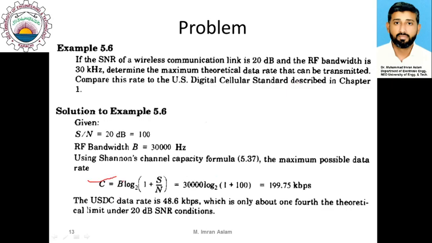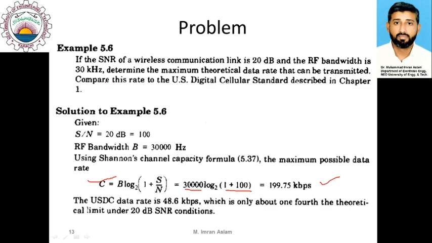So channel capacity is given by B log to the base 2 of 1 plus S by N. If we substitute the values, this is 30,000 log to the base 2 of 1 plus 100, and this comes out to be 199.75 kilobits per second. So the maximum theoretical data rate that can be achieved from this wireless link is actually 199.75 kbps.